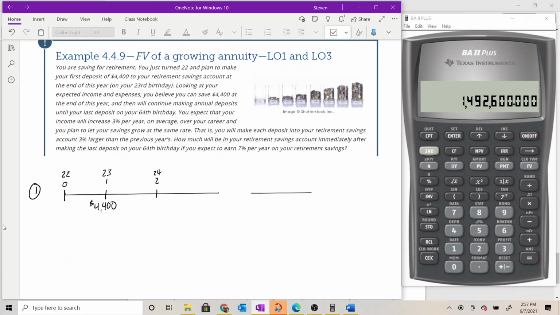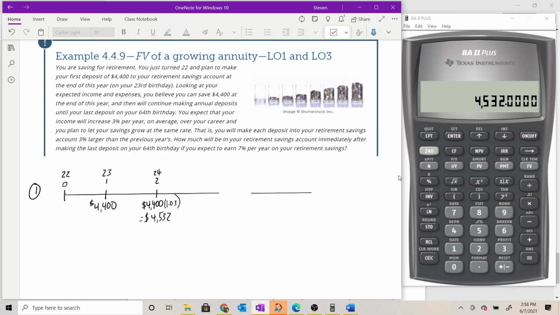So 2 years from today, on our 24th birthday, we're going to again make another deposit, but it's going to be 3% larger than the last one. So the $4,400 deposit that we made, we're going to multiply that times 1.03 to grow it by 3%. Right, and that's going to equal 4,400 times 1.03. So our second deposit is going to be $4,532. Right, and that pattern is going to continue.